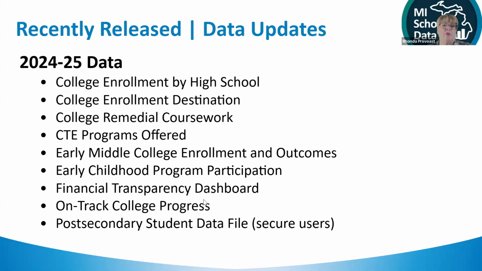Moving on to the data for 24-25, a lot of college information here: enrollment by high school, by college destination, the remedial coursework that students take, the CTE programs that are offered, early middle college enrollment and outcomes, the early childhood program participation, financial transparency dashboard, on-track college progress, and then the post-secondary student data file. And of course, that is accessible if you have a secure user access.